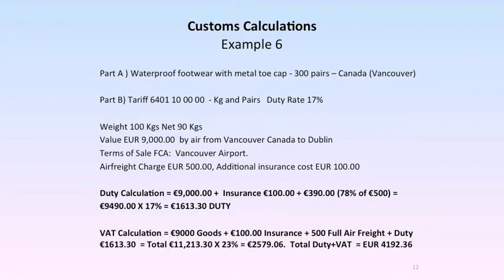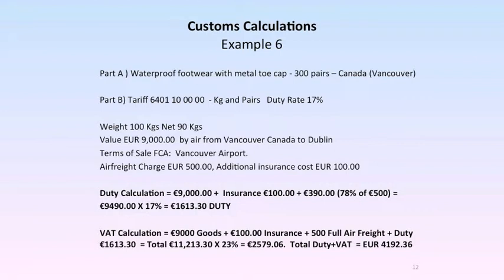So looking at the duty calculation, it is the cost of the goods €9,000 plus insurance €100 plus the freight amount of €390. This is 78% of the full amount of €500, and this gives us €9,490 multiplied by the duty rate of 17% and gives us a total duty amount payable of €1,613.30.